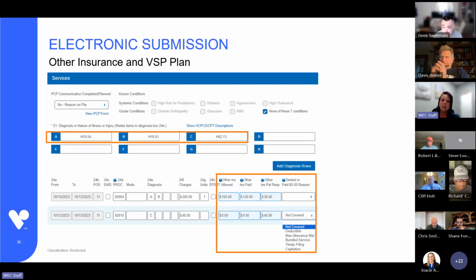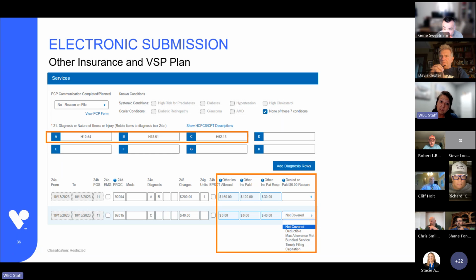Once you've done that, then you're going to tell them how the other insurance paid you or not, okay? So you'll see this highlighted in the orange box on the bottom right. In the first column to the left, it says other insurance allowed. So you remember Blue Cross Blue Shield in my example for 92004 allows $150. It didn't allow anything for the 92015 because refraction's not covered. Then in the second column, it says other insurance paid. Well, they paid $120 for the 92004, and they didn't pay anything for the refraction.